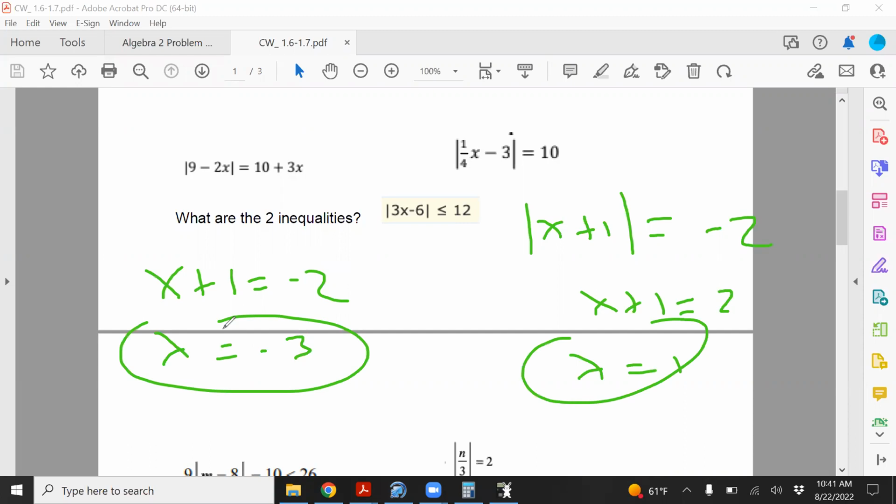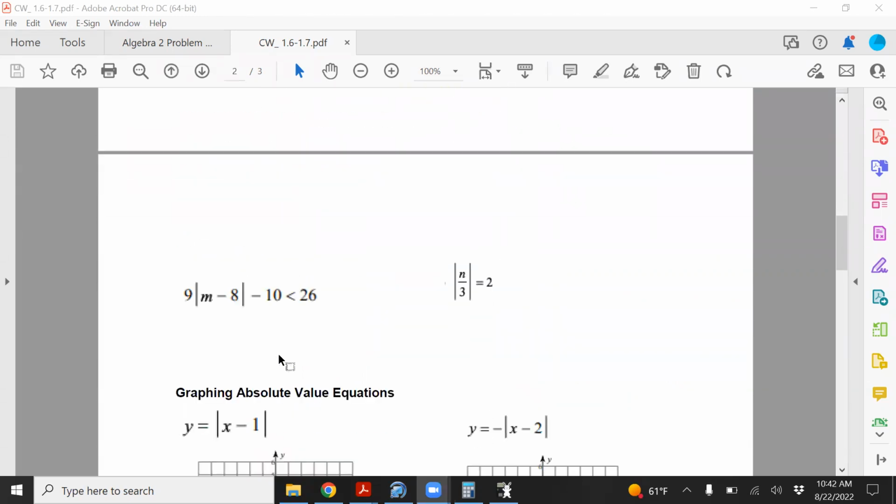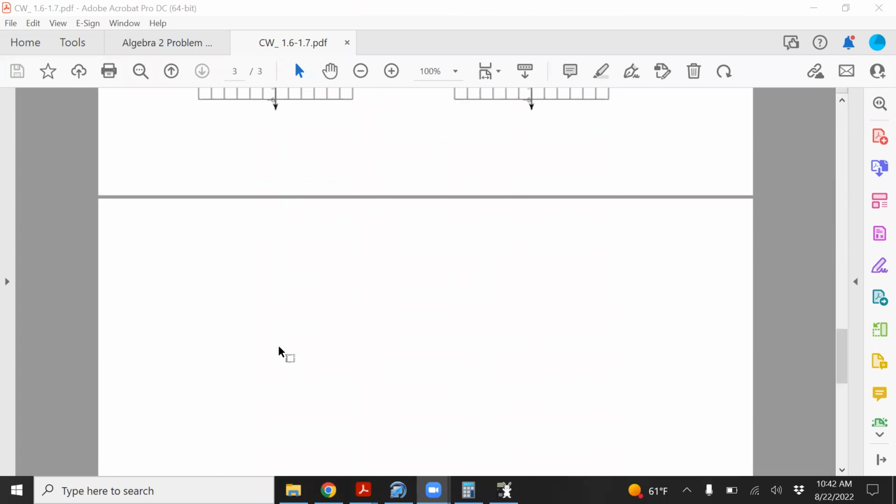So you've got to be mindful of what's happening graphically too, which is why we're going to talk about graphs on the next page. So yes, there could be myriad solutions. Could be two solutions, one solution, no solution. All right. Let's do some inequalities and we'll do graphs and then we'll stop there.